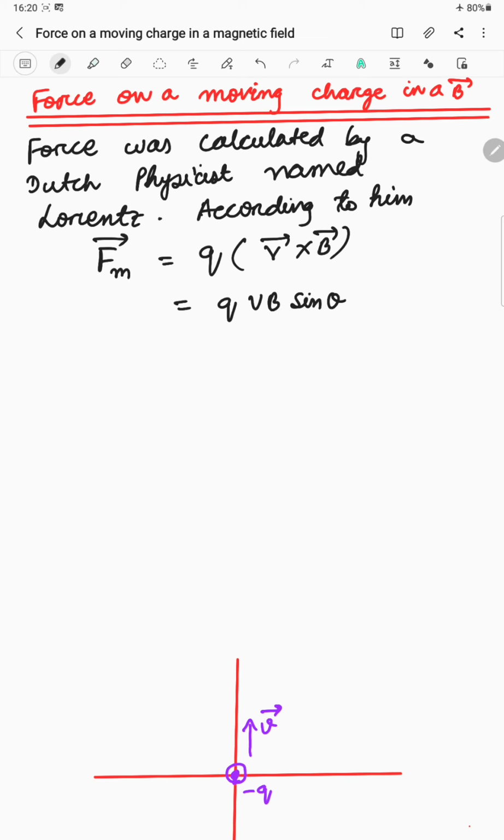Now you see, V cross B means I require the velocity in which the particle is moving, and I require the direction of the magnetic field also. Then I can find out the direction of the force. So here we'll do some examples.